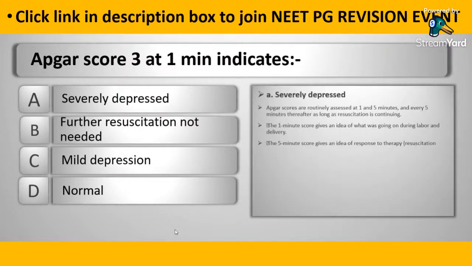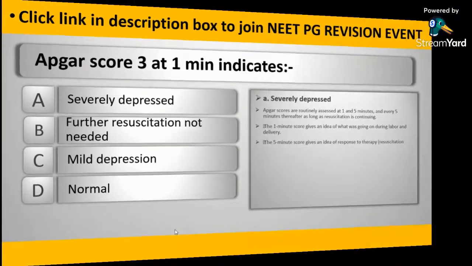Very bad prognosis. Apgar scores are routinely assessed at 1 minute and 5 minutes, and every 5 minutes thereafter, as long as the resuscitation is continuing. The 1 minute score gives an idea of what was going on during labor and delivery. The 5 minute score gives an idea of the response to therapy, how the resuscitation is progressing, and whether it is adequate or effective. So the correct answer here is severely depressed. Let us move on to the next question.